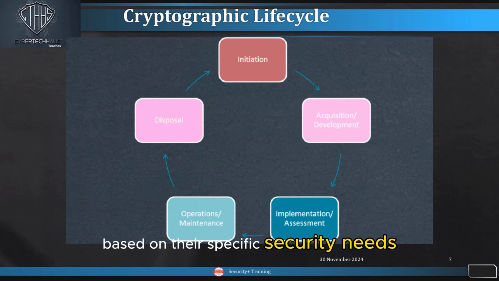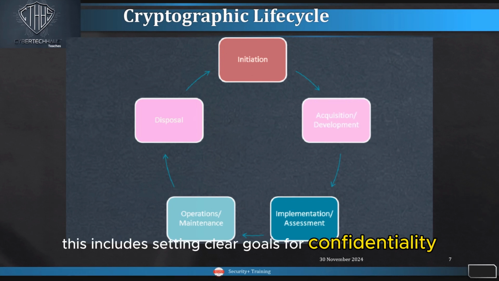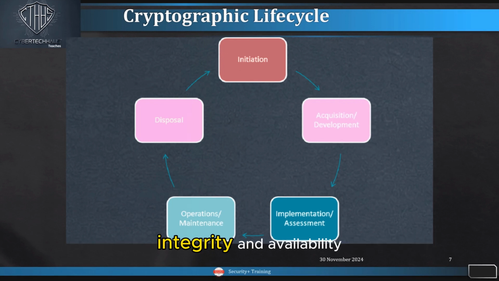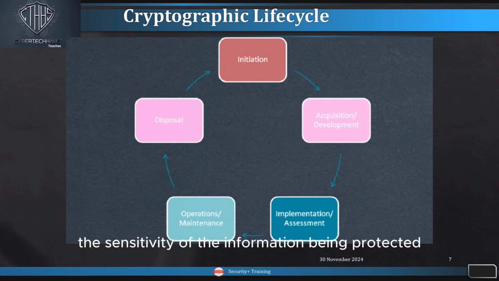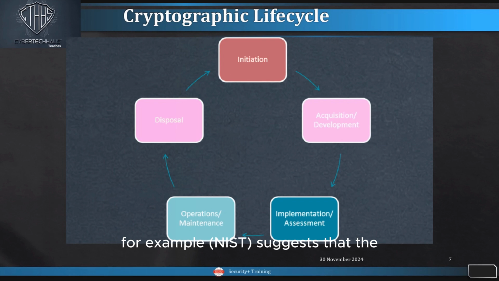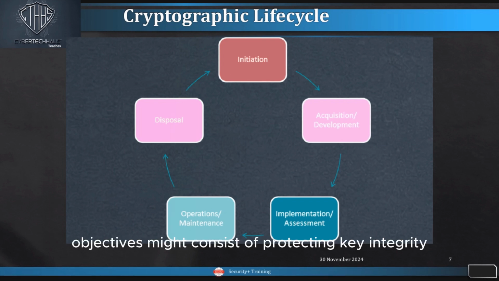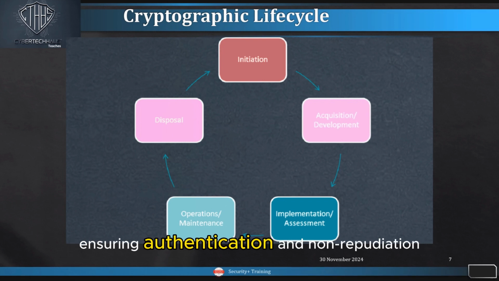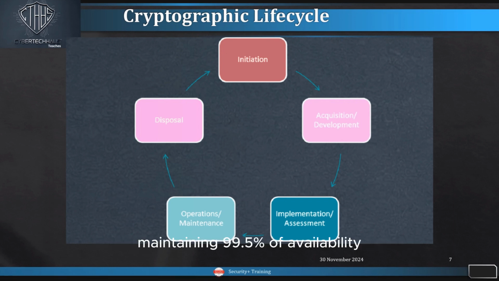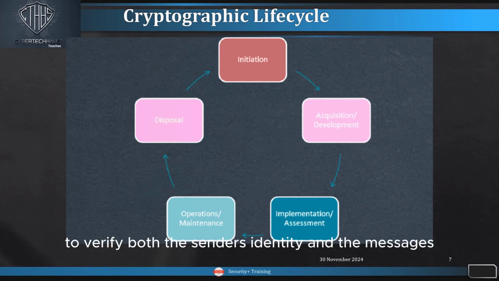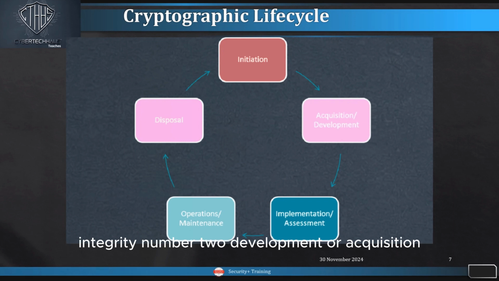This includes setting clear goals for confidentiality, integrity, and availability based on the sensitivity of the information being protected. For example, NIST suggests that the objectives might consist of protecting key integrity, ensuring authentication and non-repudiation, maintaining 99.5% availability, and using digital signatures to verify both the sender's identity and the message's integrity.